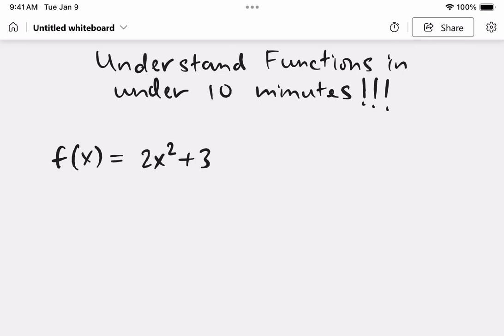Science, and engineering. Today we're going to focus on solving a simple quadratic equation, f of x is equal to 2x squared plus 3, in under 10 minutes. Stick around, functions are easier than you think, and I'll guide you through a straightforward method to solve these types of problems. Let's dive in.